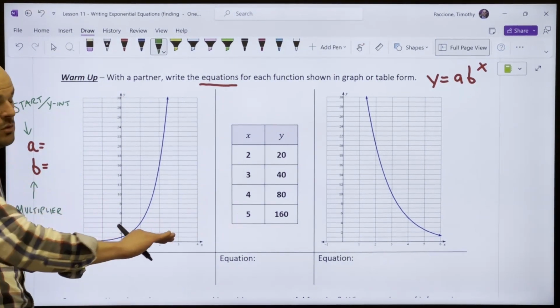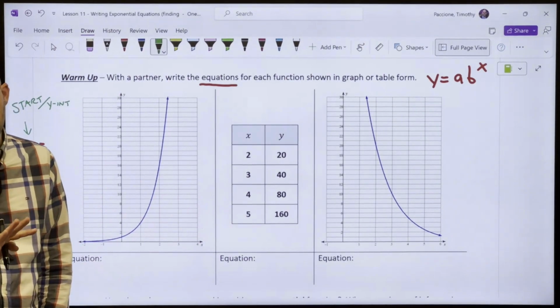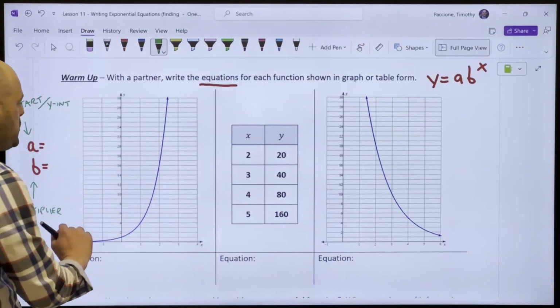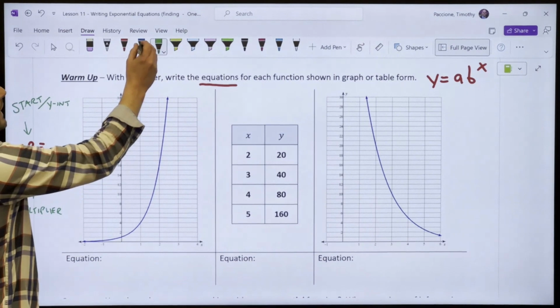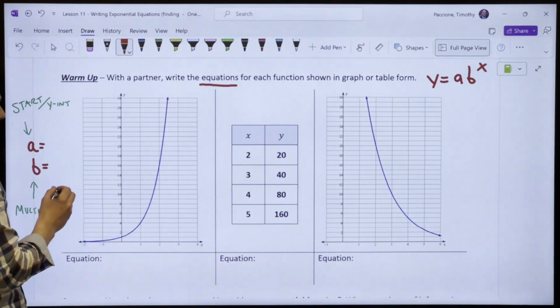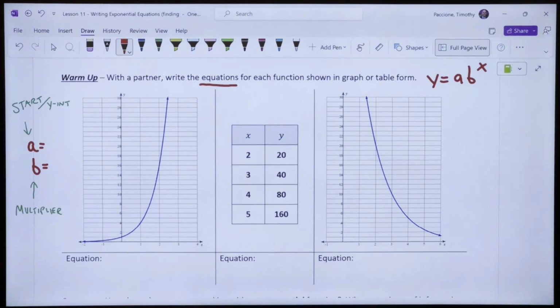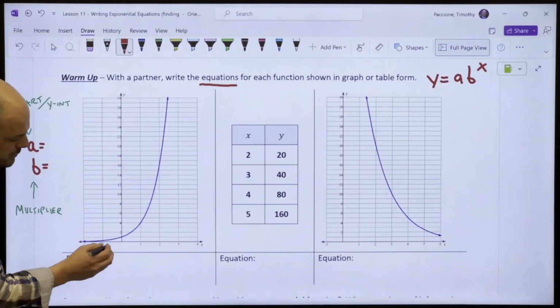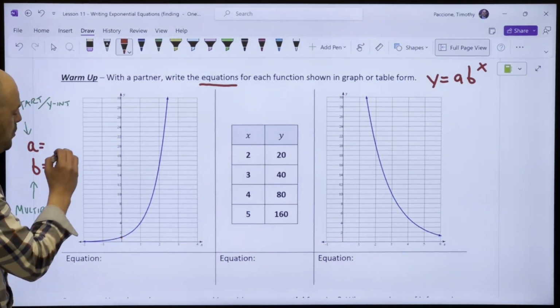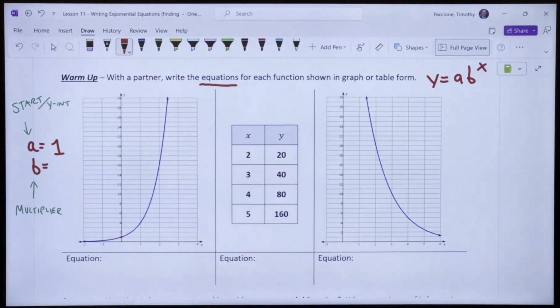Okay, so we just need to find that in each of these cases. Each of these cases will have a little bit different way of asking you, all right? First one is the classic graph. Now, we usually find our A first because it's just a point that we can just point to, right? So what's our y-intercept here? 1, right? Right there. So boom, we know our A, right? Halfway done. Now our multiplier.